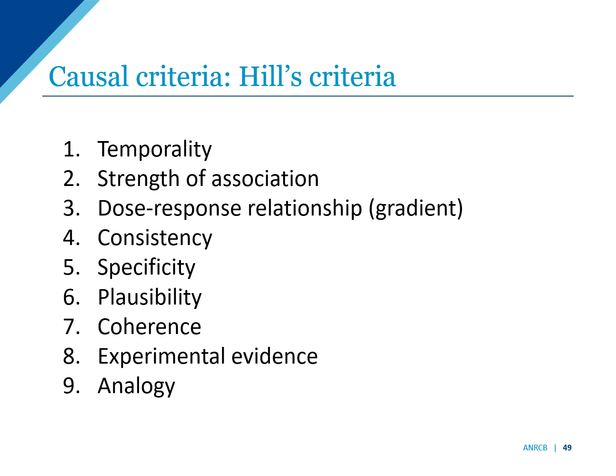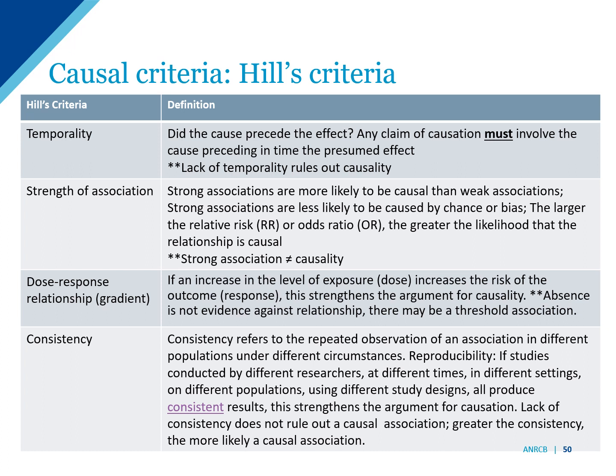Criteria for causality provide a way of reaching judgments on the likelihood of an association being causal. The Hill criteria were established as guidelines for this, but not all need to be or should be applied to every study. The most important criteria to apply is that of temporality. Any claim of causality must involve the cause preceding, in time, the presumed effect. Without temporality, we cannot make a statement of causality.